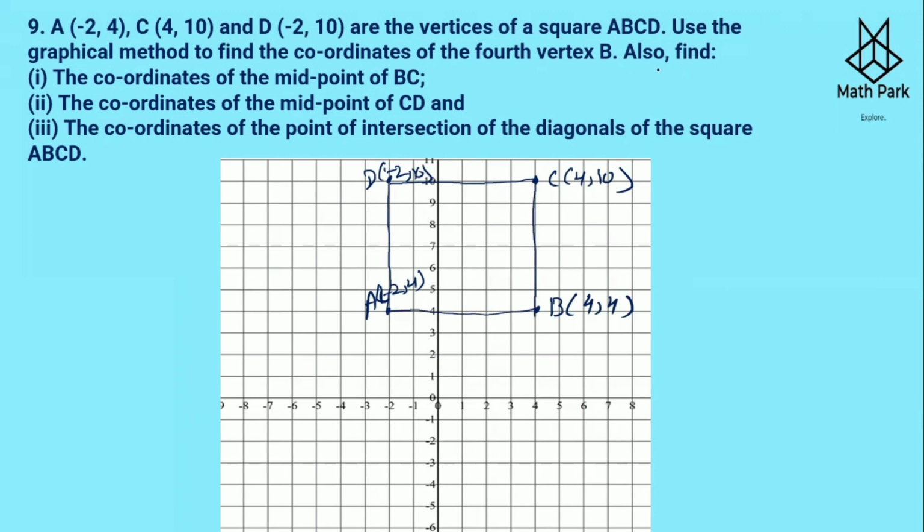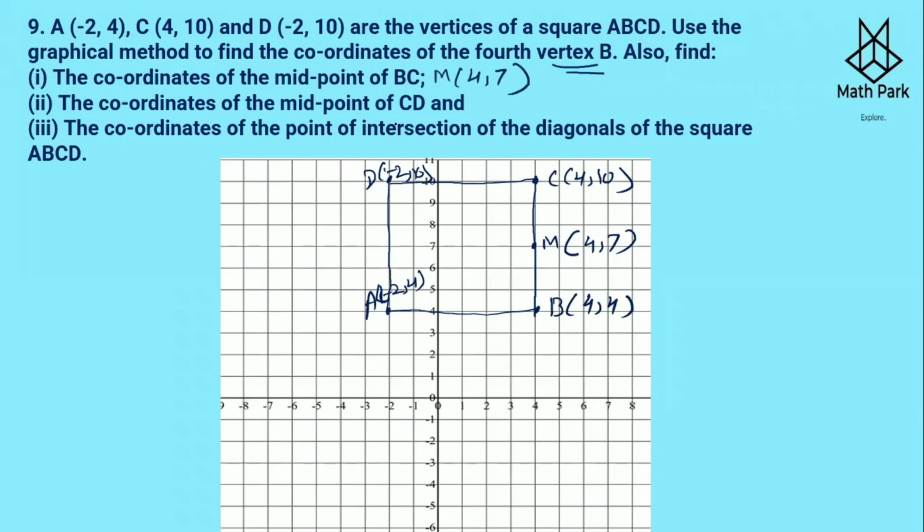We have found the fourth vertex B, which is (4, 4). Also find the coordinates of the midpoint of BC. Now the midpoint of BC, look at this. The total distance is 1, 2, 3, 4, 5, 6 units. So let us say M is the midpoint of BC, and the coordinates of the midpoint of BC are (4, 7). So M (4, 7) is the answer for this.